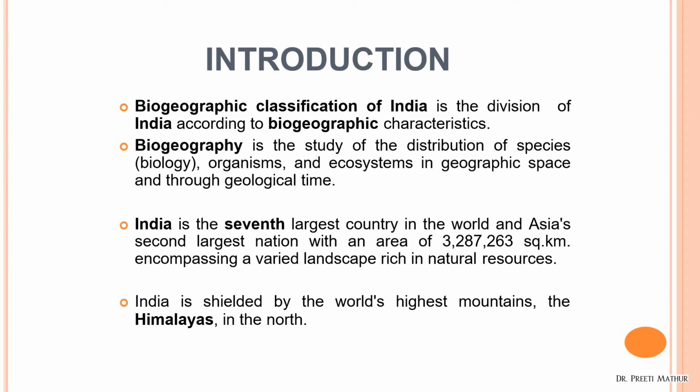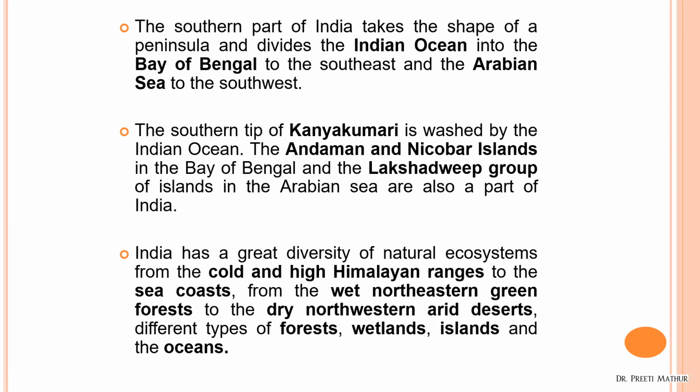India is shielded by the world's highest mountains, the Himalayas, in the north. The southern part of India takes the shape of a peninsula and divides the Indian Ocean into the Bay of Bengal to the southeast and the Arabian Sea to the southwest. The southern tip of Kanyakumari is washed by the Indian Ocean. The Andaman and Nicobar Islands in the Bay of Bengal and the Lakshadweep group of islands in the Arabian Sea are also a part of India.